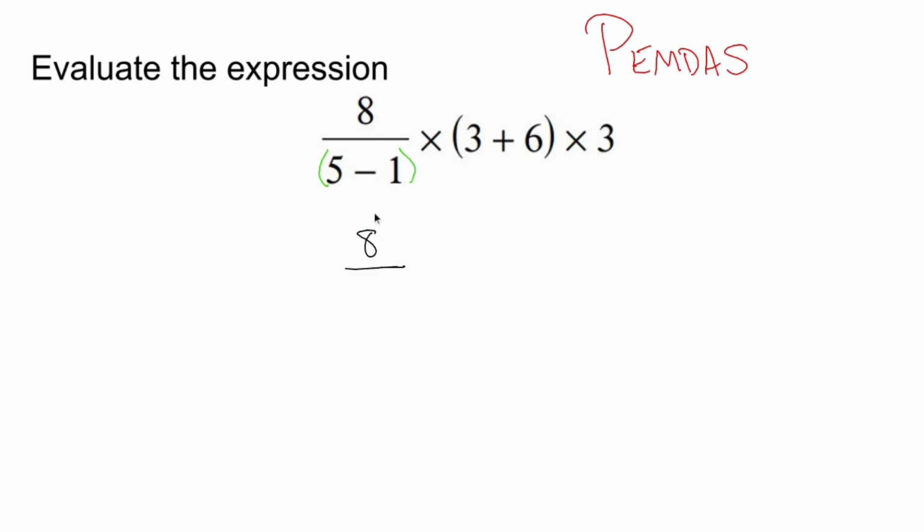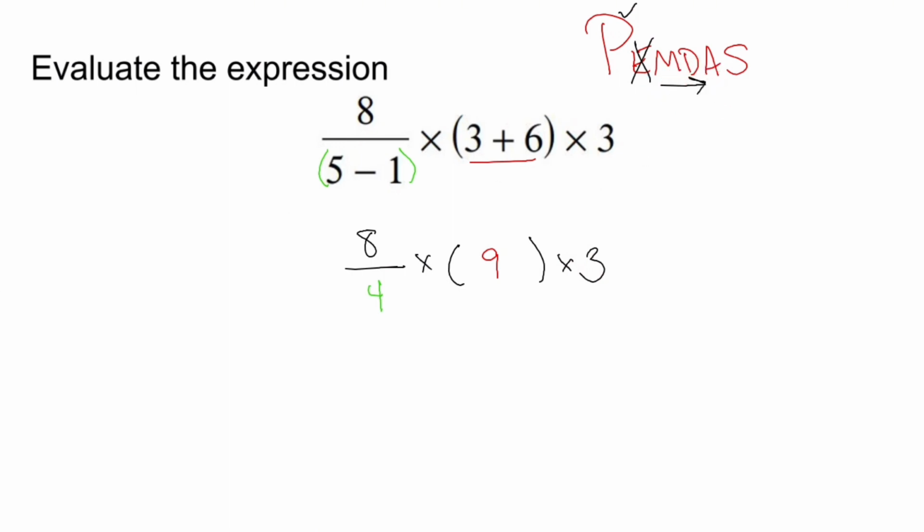Okay, 8 doesn't change. 5 minus 1 becomes 4. Okay, drop down the times symbol. Now I have this parentheses where I can do 3 plus 6, which becomes 9. So I have 2 sets of parentheses technically. So parentheses, done, check. 2 of them. Any exponents? Nah. Now I do multiply, divide, left to right.